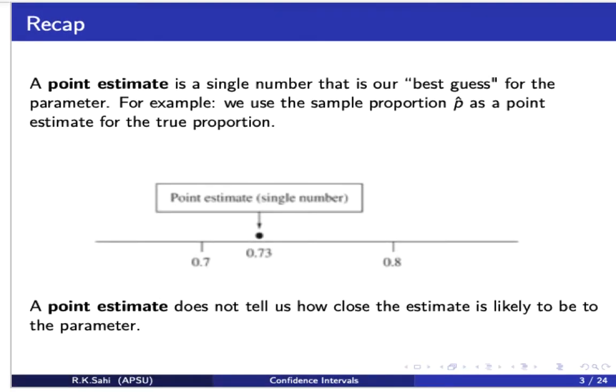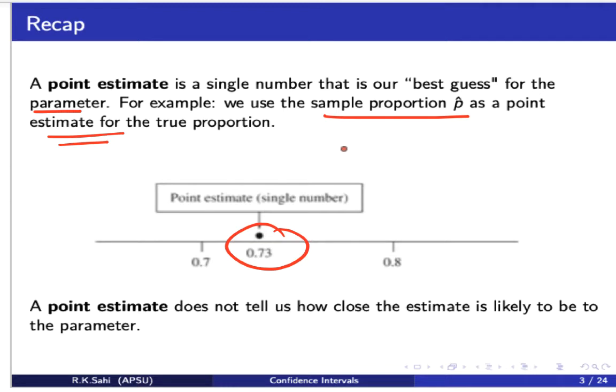Remember, a point estimate is a single number which is the best guess for our parameter. When I say the word parameter, guys, please keep in mind this represents a population. For example, if you have this point estimate, so this is the population, it is one single number which represents the whole data set. Okay, as we're looking at proportions, we're going to use a sample proportion as a point estimate for the true proportion.